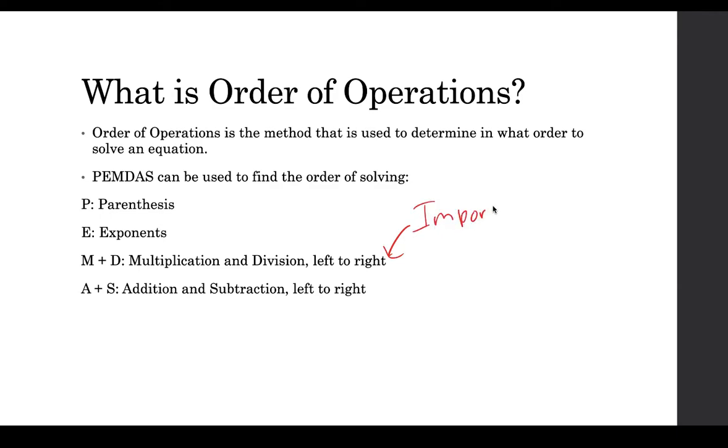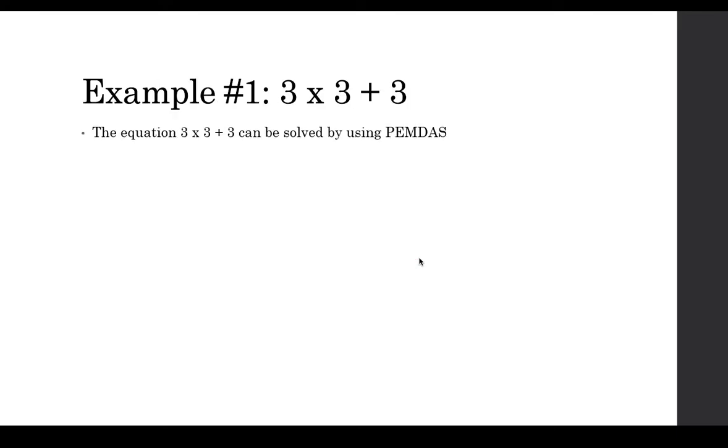Very important. Left to right. M and D stand for multiplication and division, and A and S stand for addition and subtraction. Also very important to do left and right. Okay, that two-sided arrow looks a bit weird. Okay, anyway. Example number 1, 3 times 3 plus 3.